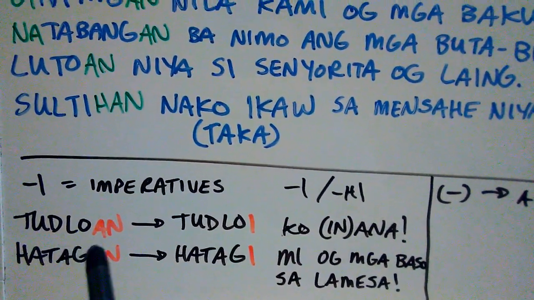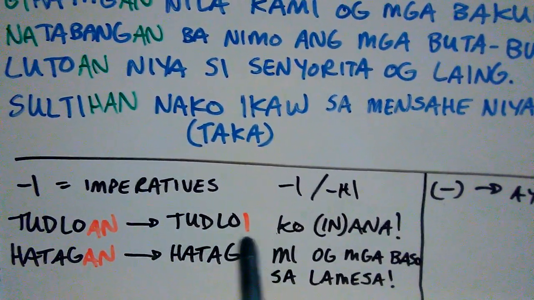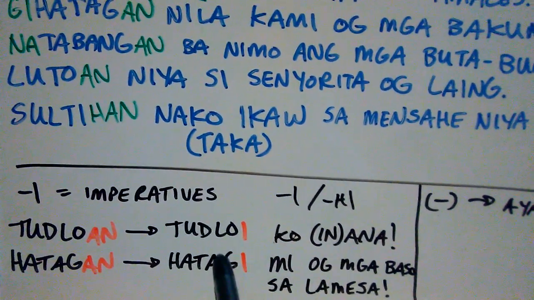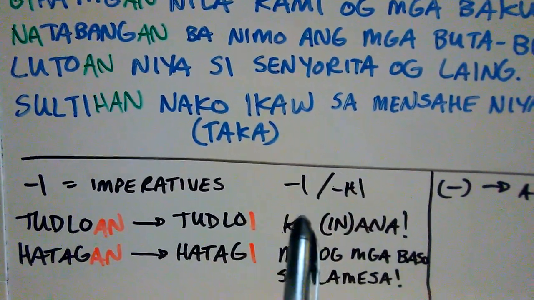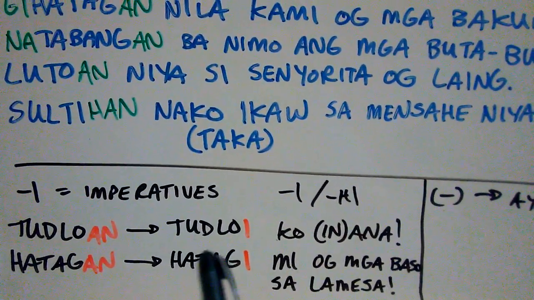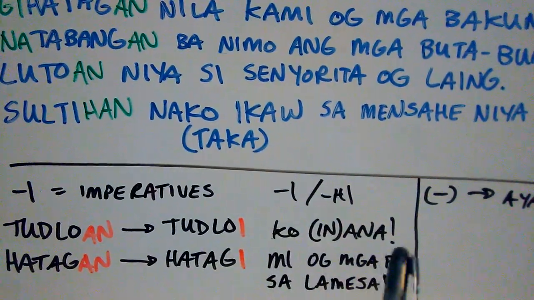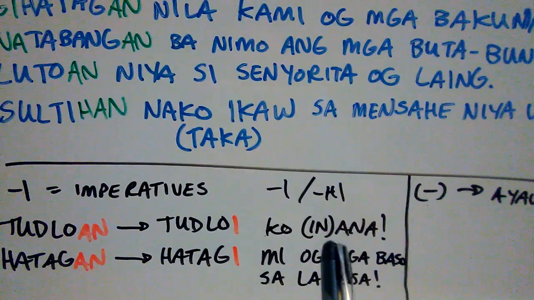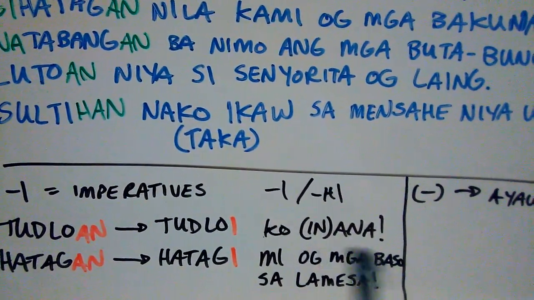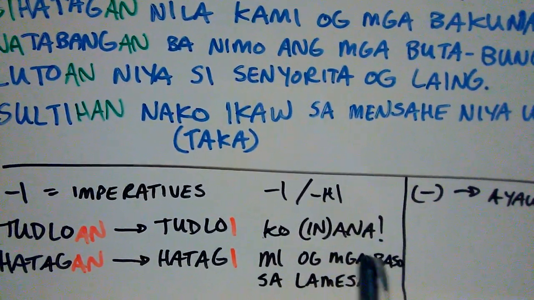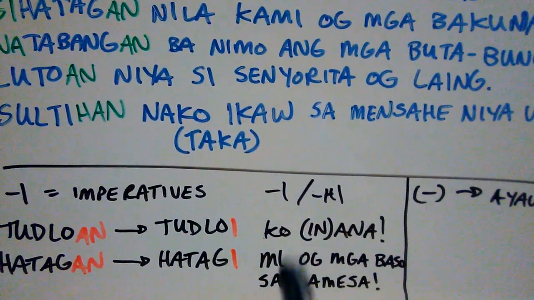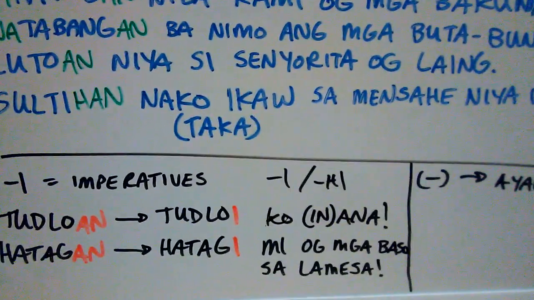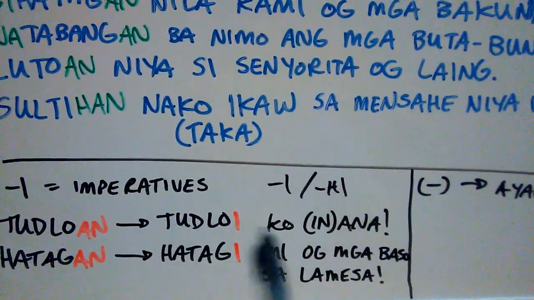So for this case, tudloan changes to tudlo-i, right? Tudlo-i. Because that glottal stop acts as a consonant. And our sentence here is tudlo ko in ana, or tudlo ko ana, right? So ana is just a short form of in ana, which is the ergative case form of the demonstrative pronoun that, right? So if you forgot, go ahead, review the previous videos. You'll understand, right? Tudloi ko in ana.